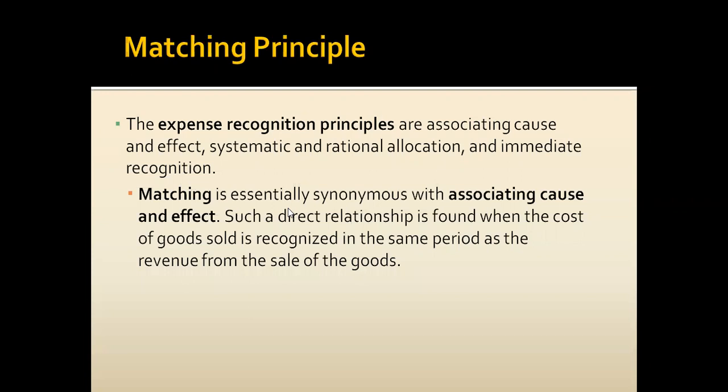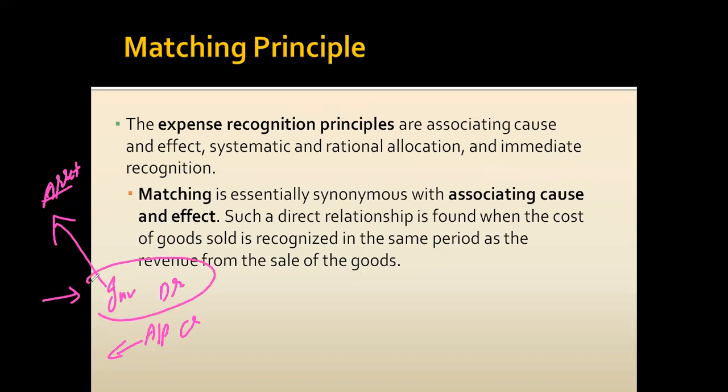Let us take an example. When you buy the inventory, your first accounting entry is inventory debit and accounts payable credit. Here inventory is your current asset and this is your current liability. So you will not record it as an expense until you make the sale of this inventory.